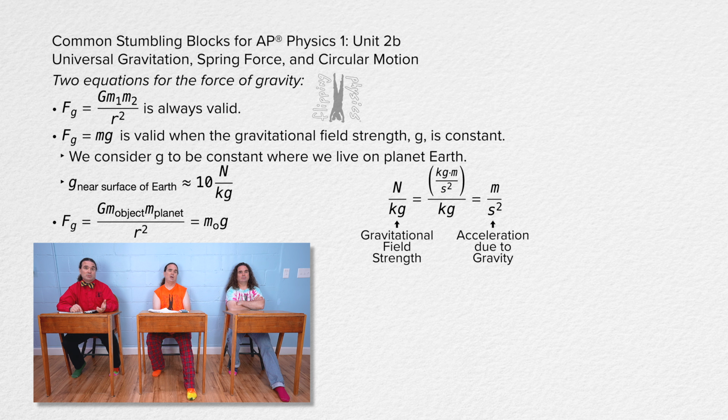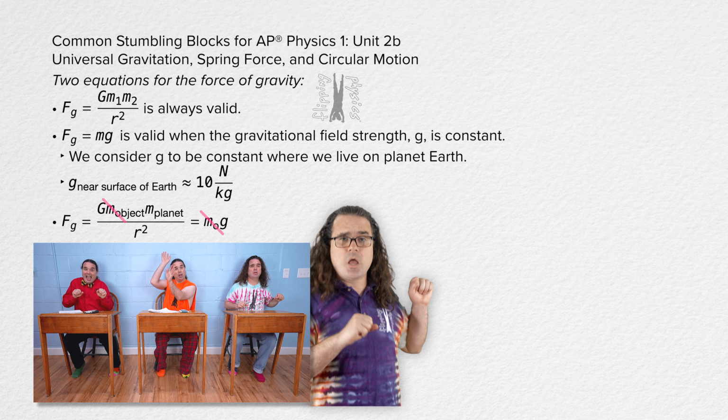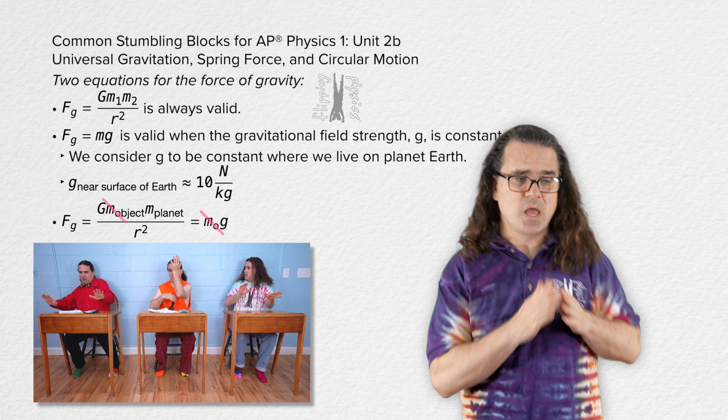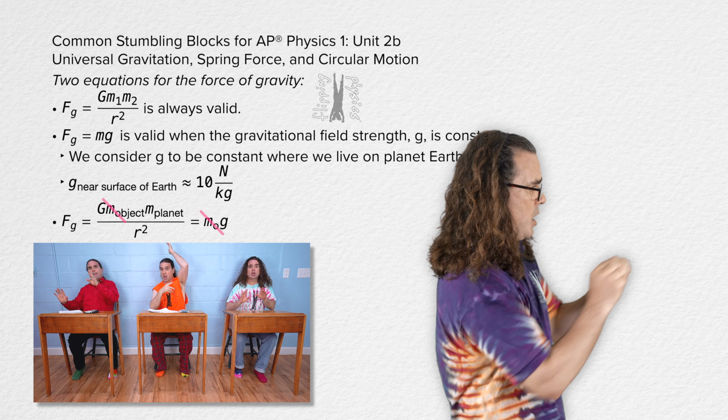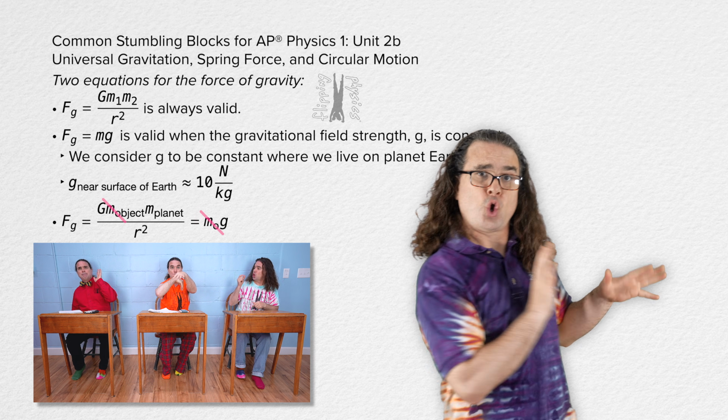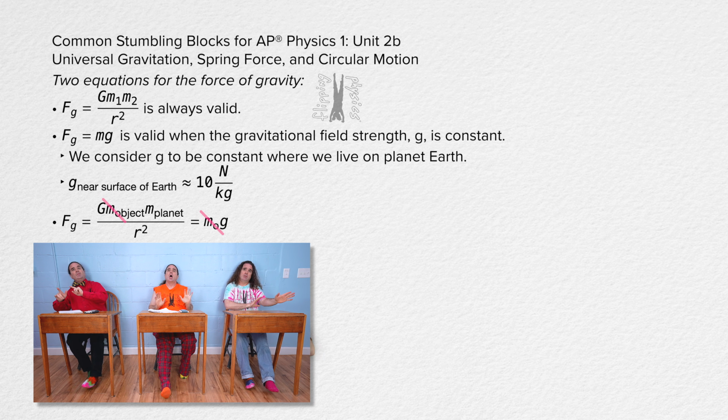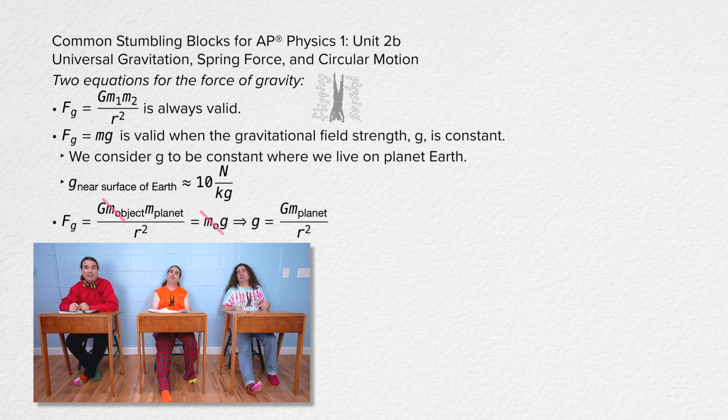The force of gravity equals big G times the mass of the object times the mass of the planet, all divided by the square of the distance between their centers of mass. And the force of gravity also equals the mass of the object times gravitational field strength. And everybody brought the mass of the object to the party. Everybody brought mass. And we get that the gravitational field strength caused by a planet equals big G times the mass of the planet, all divided by r squared.